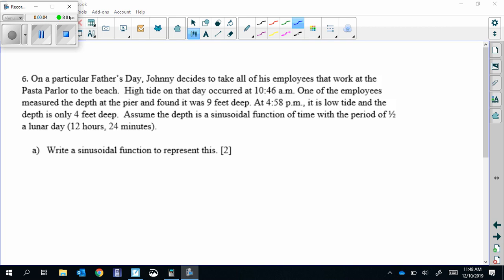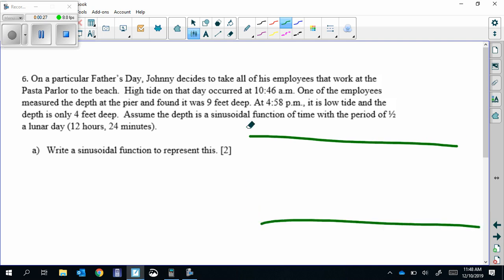Johnny decides to take his employees to the beach. High tide occurred at 10:46. Somebody measured the depth at 9 feet. And then 6 hours and 12 minutes later, it's low tide. So we got high tide and low tide. High tide was 9 feet. Low tide is 4 feet, which means the middle would be the middle of 4 and 9. 13 divided by 2 is 6.5.